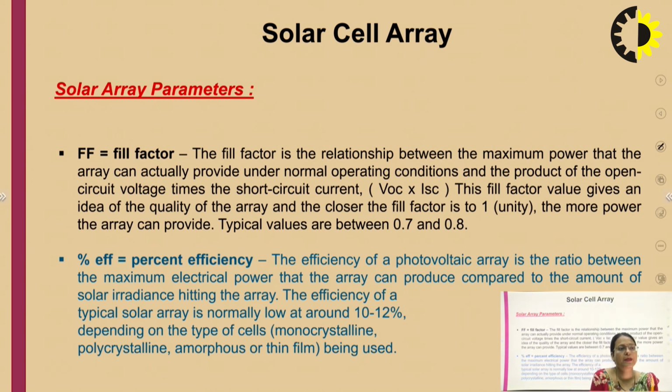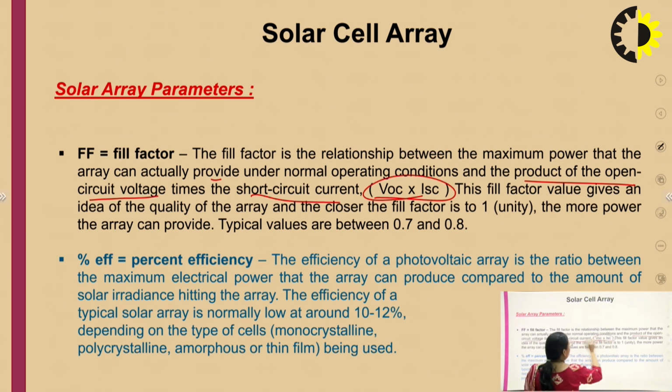So other factors are the percentage efficiency and the fill factor. Fill factor is basically the relationship between the maximum power that the array can actually provide under normal operating conditions and the product of the open circuit voltage times the short circuit current. This fill factor value gives an idea of the quality of the array, and the closer its value is to unity, the more power the array can provide. The typical values are between 0.7 and 0.8.